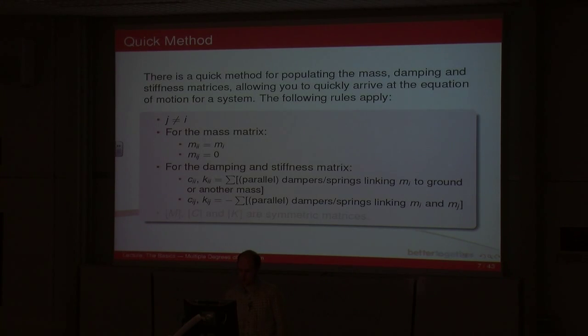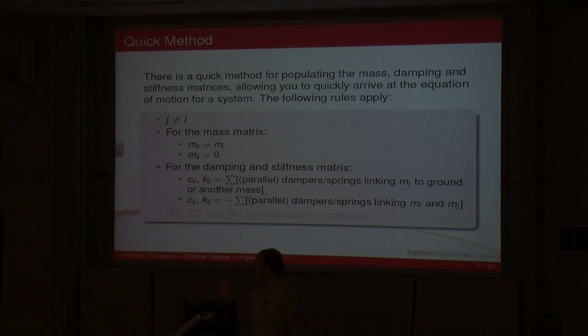For the off diagonals, so where i doesn't equal j, and so we've got C12 or C21 and K12 or K21, it is the sum of the dampers and springs that are connecting those two masses together. So if i is 1 and j is 2, then it's the sum of the springs linking mass 1 and mass 2 together. But it's the minus sum. You must include the minus sign.